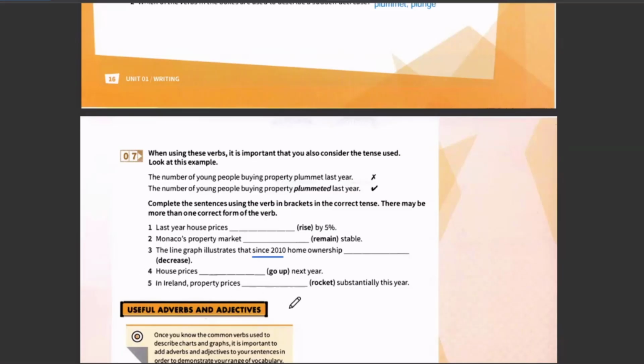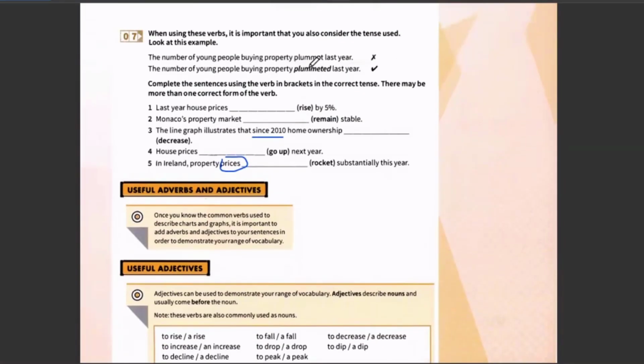Number 5. In Ireland, property prices have rocketed substantially this year. Okay, has rocketed. Have prices. Yes, because it's plural, it will be have rocketed substantially this year. So number 1 is last year house prices rose by 5%. Number 2, Monaco's property market has remained stable or remains stable. Both are correct. For number 3, the line graph illustrates that since 2010, home ownership has decreased. For number 4, house prices are going to go up next year. And number 5, in Ireland, property prices have rocketed substantially this year. Okay, so these are the appropriate usage of these words according to the tense.